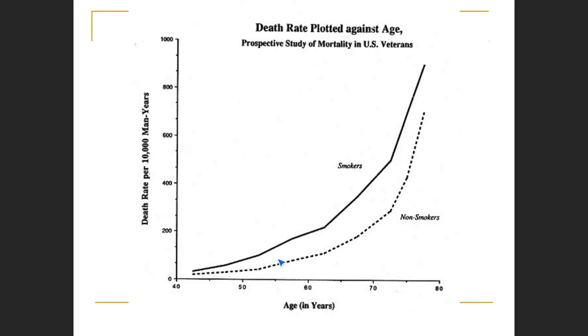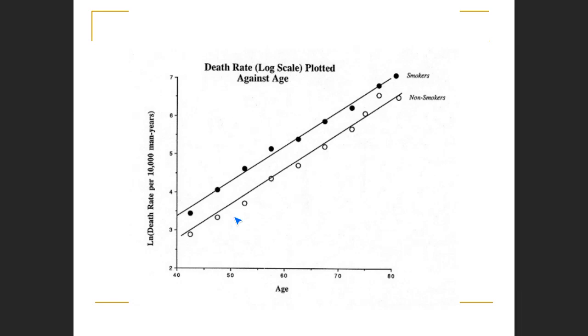So here is death rate plotted against mortality for US veterans. Things to note here is that smokers consistently have a higher death rate than non-smokers, the dashed line. So if you want to obfuscate this and not make it that easily viewable, one thing you can do is actually make it worse right now. You can try using a log scale.